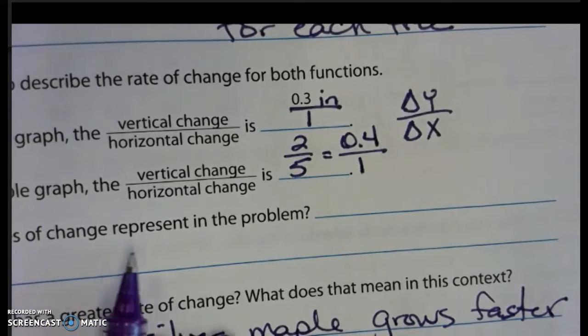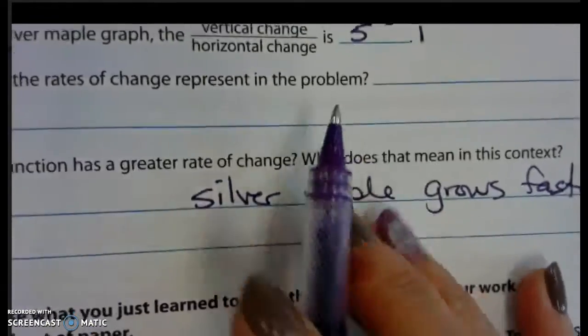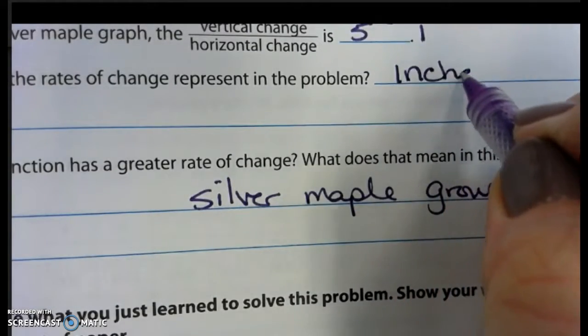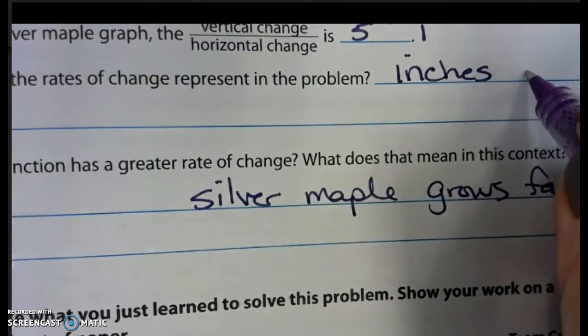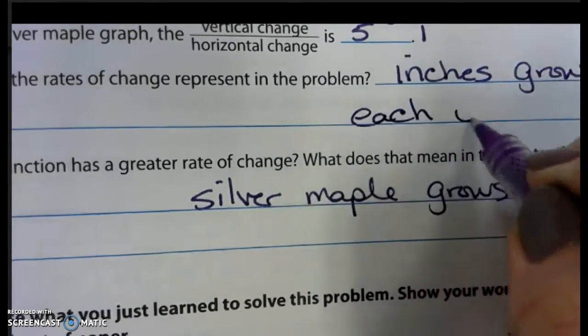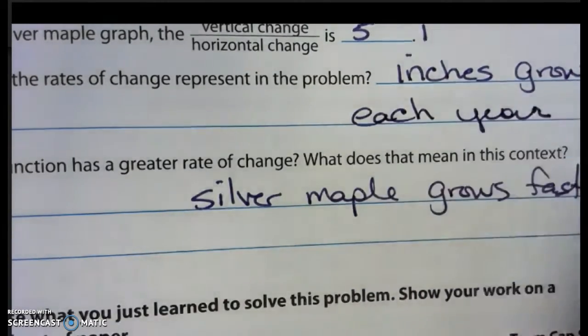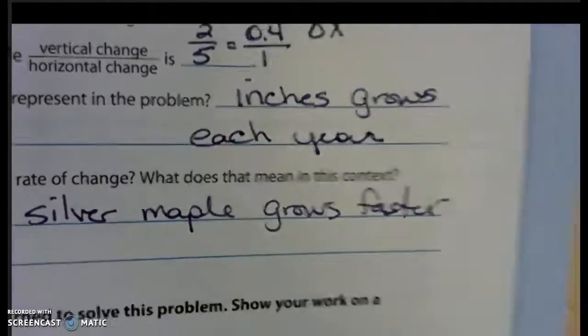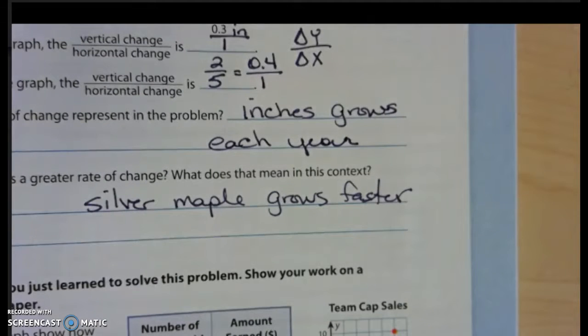What do the rates of change represent in the problem? Rate of change is the inches that it grows each year. Inches per year. The number of inches that that tree grows each year. That's your rate of change.